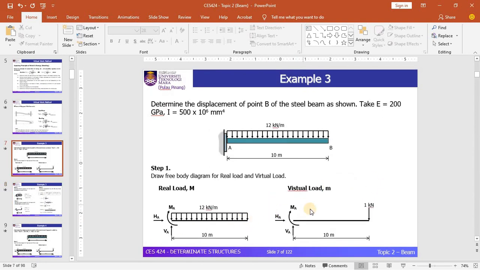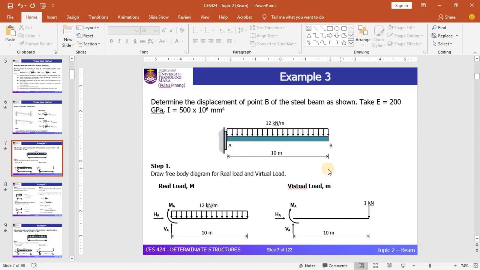Basically in this example, it is not required to determine the reaction at the support, since we consider x from B. To get the equation of moment, you need to apply your foreknowledge from solid mechanics, which is the cut section method. Since x is from B, we are not required to calculate the reaction at A. It is the easiest way to solve this problem. Based on this diagram, we only have one cut section.